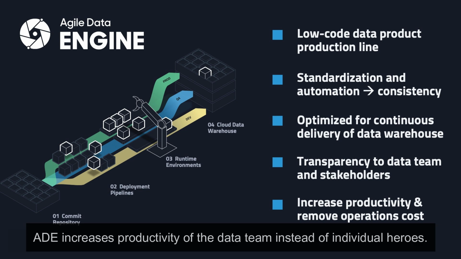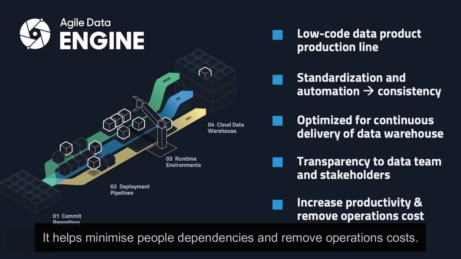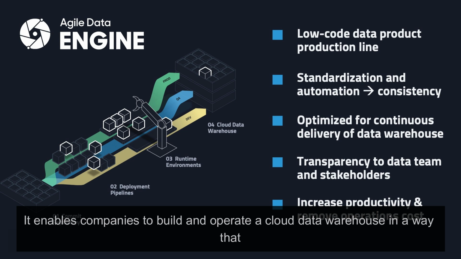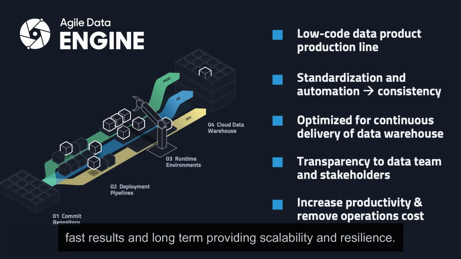Agile Data Engine increases productivity of the data team, instead of individual heroes. It helps minimize people dependencies and remove operations costs. It enables companies to build and operate a cloud data warehouse in a way that it can succeed both in short term, with fast start, fast results, and long term, providing scalability and resilience.